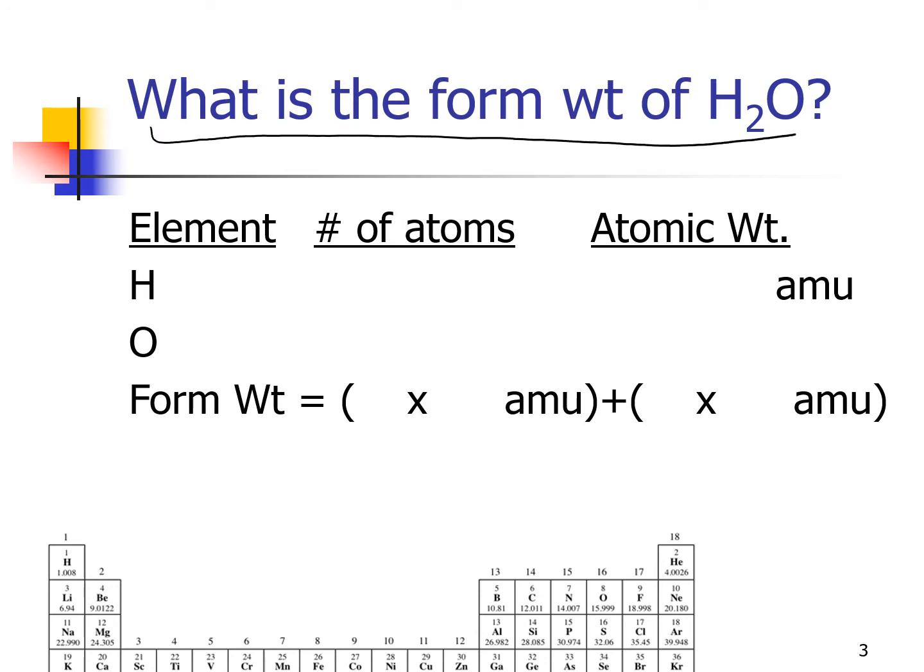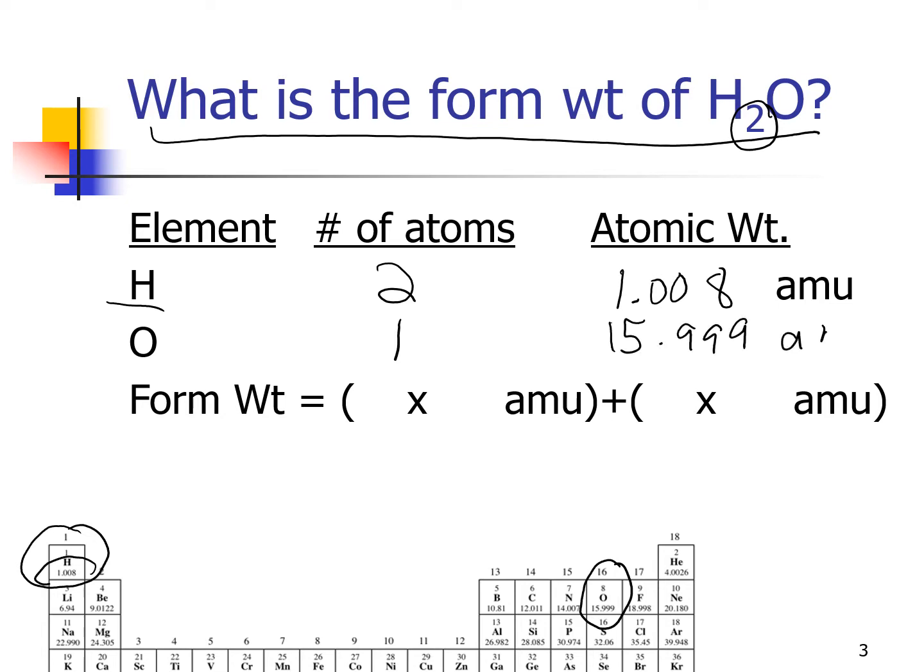What is the formula weight of water? First, we're going to determine the number of atoms of hydrogen based on the subscript. So our formula tells us we have 2 atoms of hydrogen. The mass of one hydrogen we obtain from our periodic table, the number at the bottom, is 1.008 AMUs. The number of oxygens in my formula: no number is written next to oxygen, so that implies we have 1 atom.